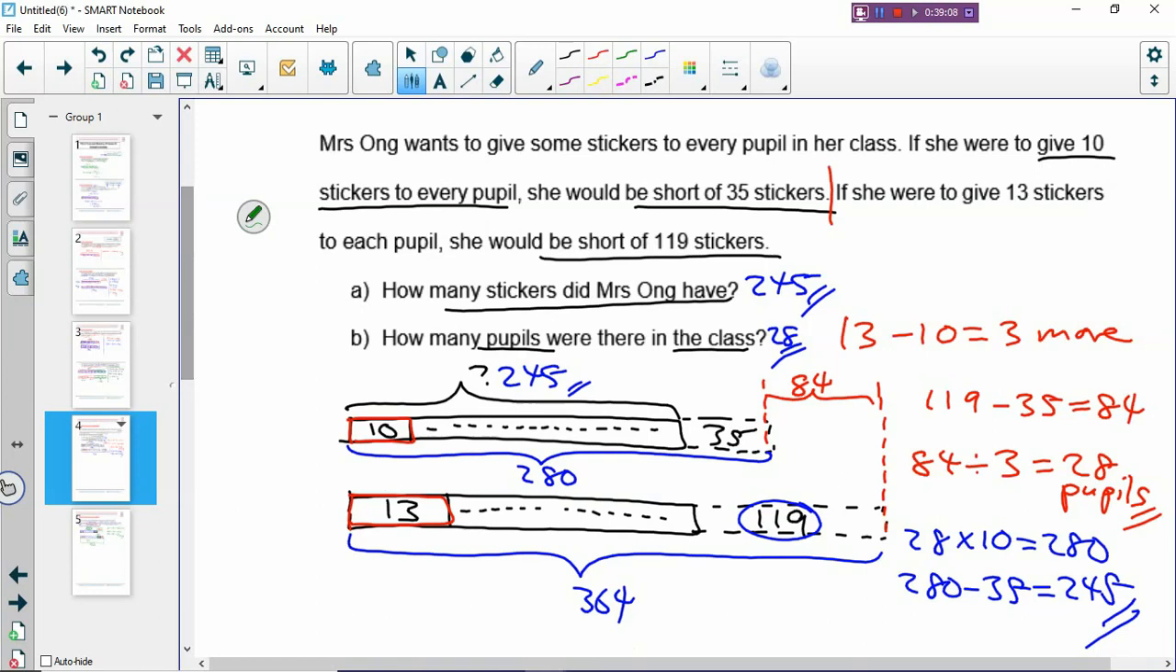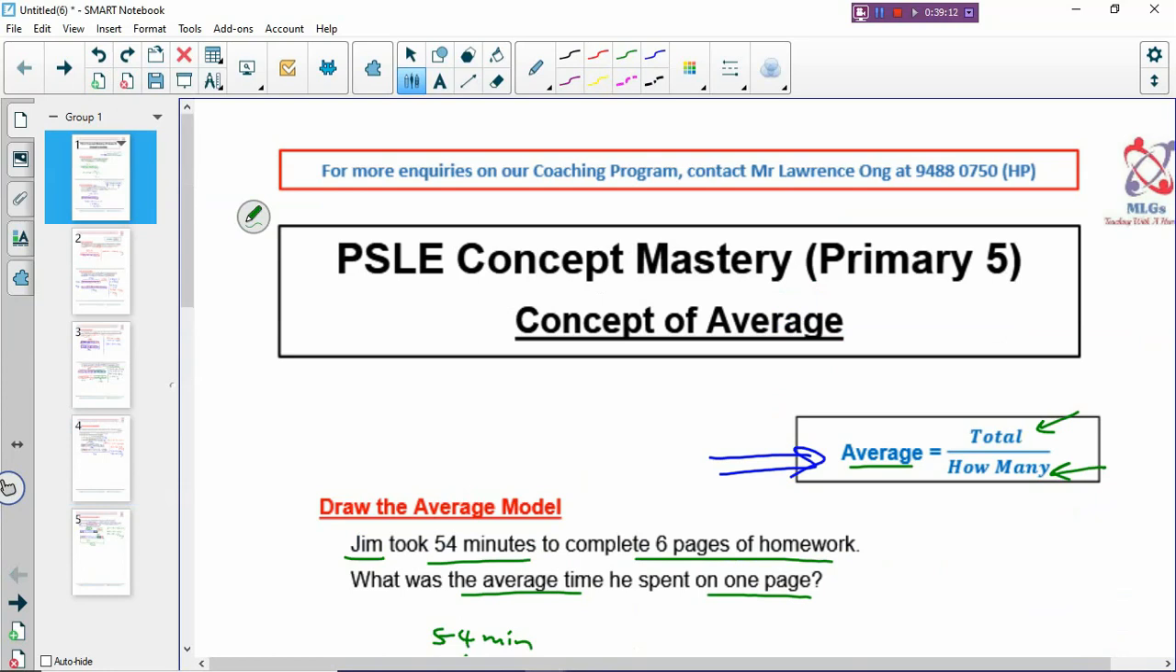So we are done with our average lesson. It's quite a big lesson, a long lesson. Hopefully by the end of today's lesson, you have a better understanding of how to find average. It's not very hard. Every time you look at an average problem, the first thing I would like to do is ask, can I draw the model? Can I draw the average model? If I can, then I will start drawing. Usually you can draw the average model even if you don't know how to solve it.